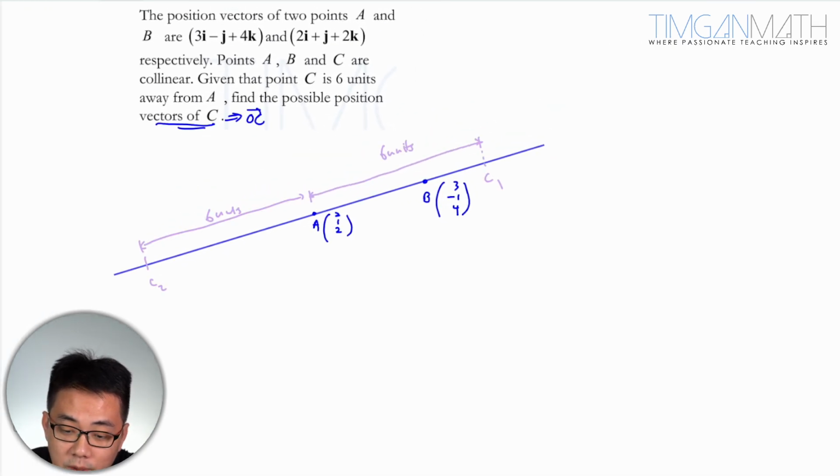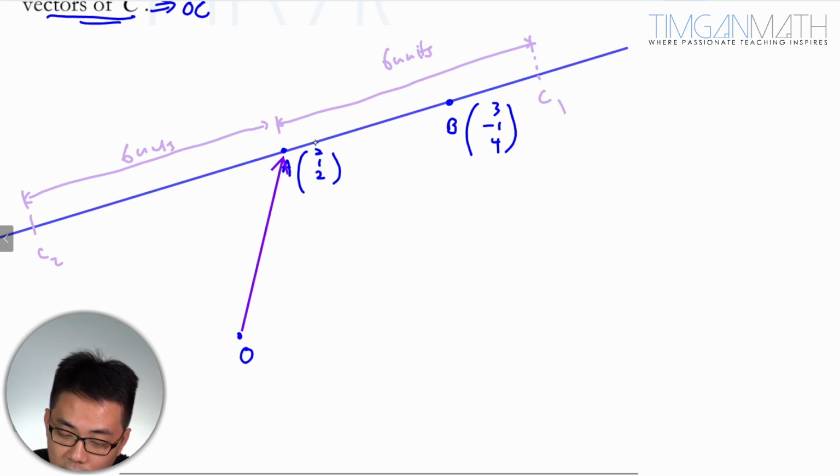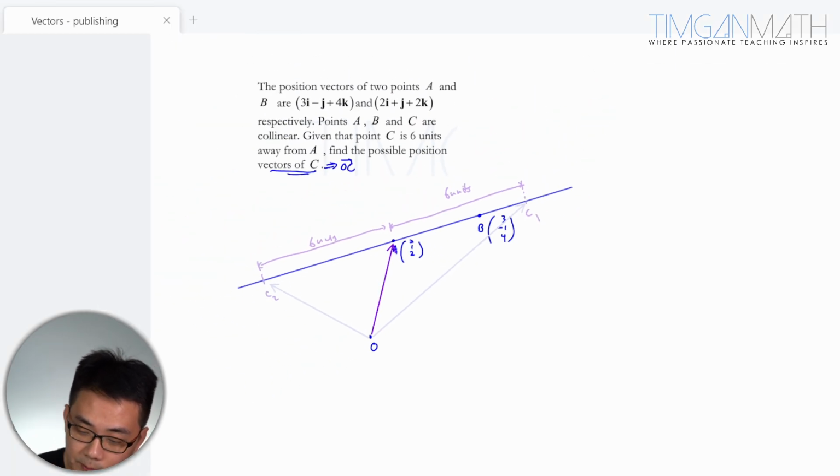So meaning, I don't know what my O is, but I can just draw O here. It's fine. So I have this part here, which is OA to OB, doesn't matter. But I need it from 6 units, so I need to find this one. This is what I need to find. I need to find this vector here and this vector here. Okay, so how do I do?